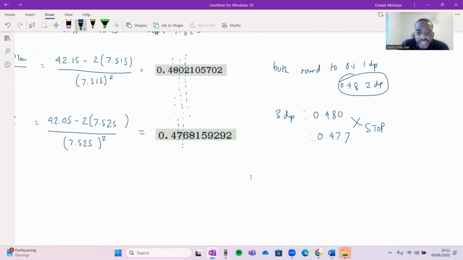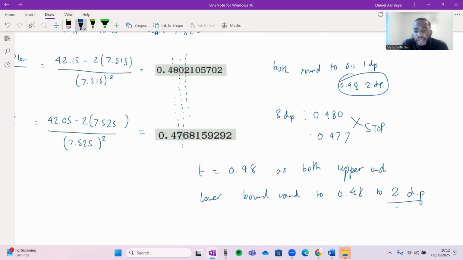Yeah. And then you'd have to say, just to finish off, t is equal to 0.48, as both upper and lower bound round to 0.48 to two decimal places. Yeah. And that is it. Does that make sense, guys?